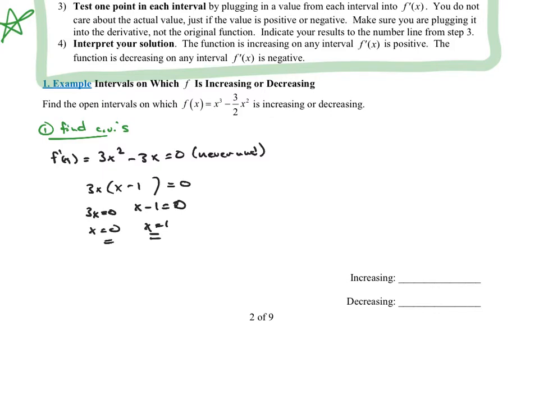So these 2 points are in the domain of my original function. I can plug them in and get a y value for the original function. So these are called my critical values. They're where the derivative equals 0 or undefined, and they're in the domain of the original function. Step 2 is the number line. We need to make the number line and determine the intervals.